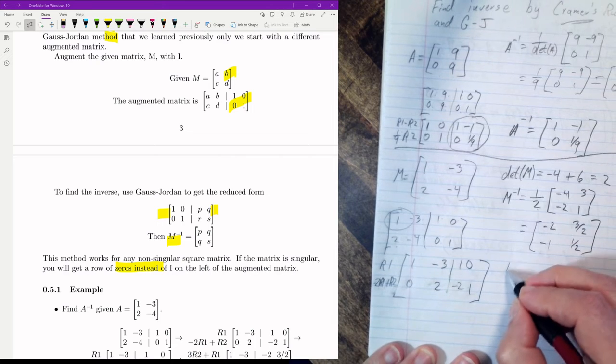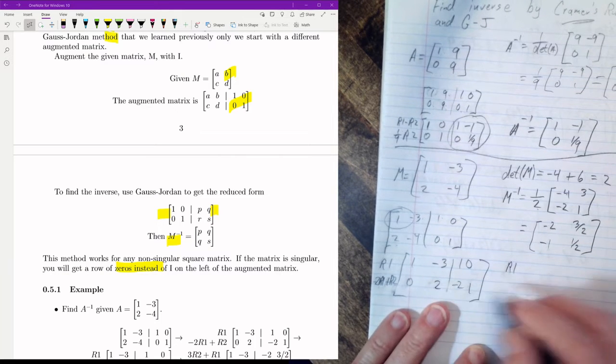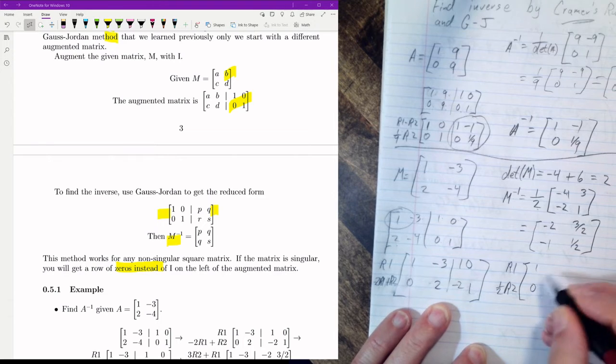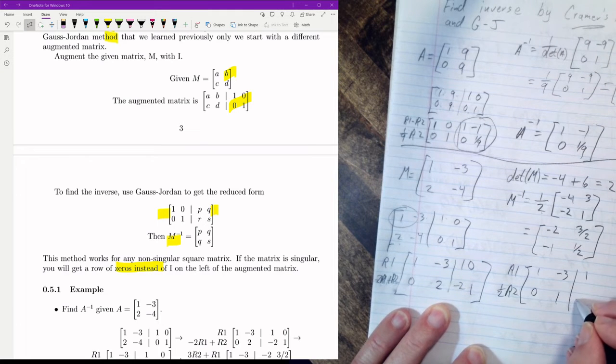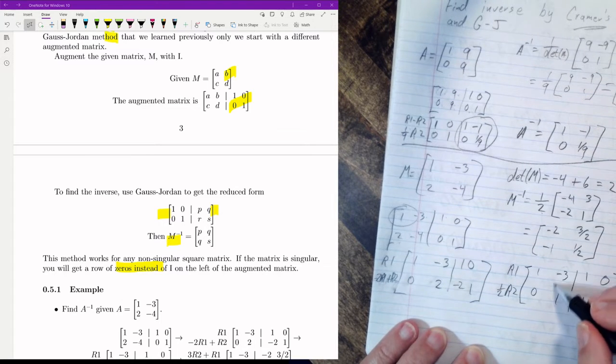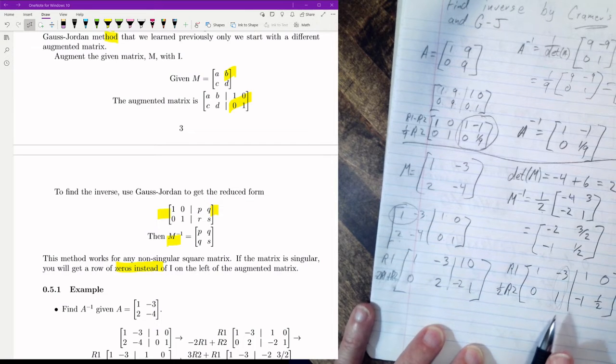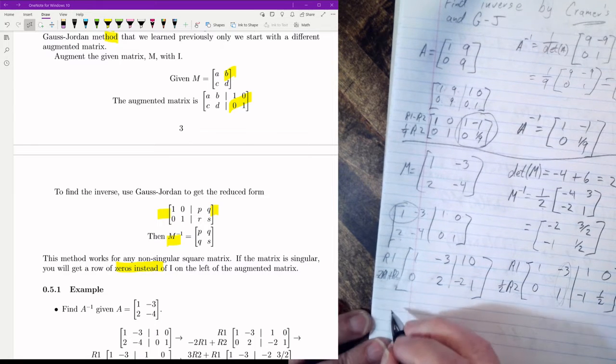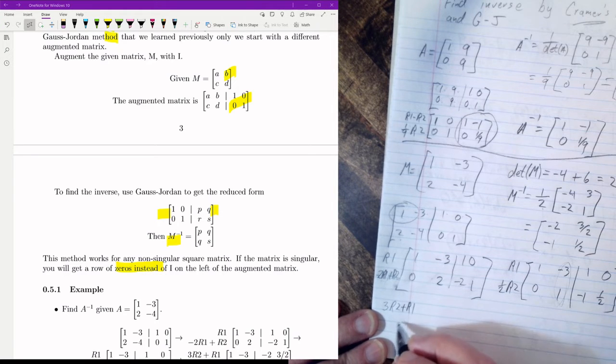Now, we're going to keep row 1 the same, and we're going to divide row 2 by 1/2. So 1/2 row 2. And that gives us 1, 0, minus 3, 1, 1, minus 1, 0, and 1/2. We need to clear out everything else in this column. In order to do that, we're going to add 3 times row 2 to row 1. 3 times row 2 plus row 1. And row 2 will stay the same.